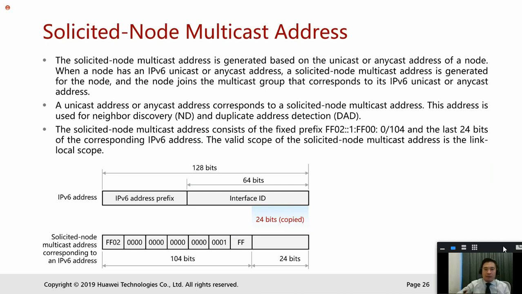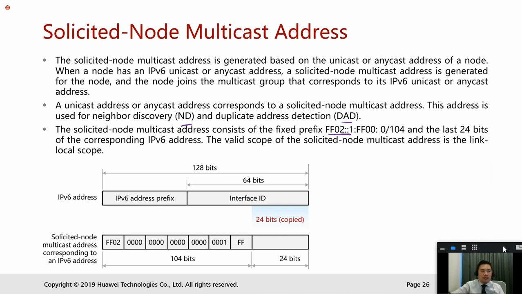Okay, now the anycast question, anycast addresses. A unicast address or anycast address corresponding to the solicited node multicast is used when they are sent for neighbor discovery or DAD, duplicate address detection. When these two happen, they're going to send to this solicited node multicast address. Consider the prefix as FF02::1.